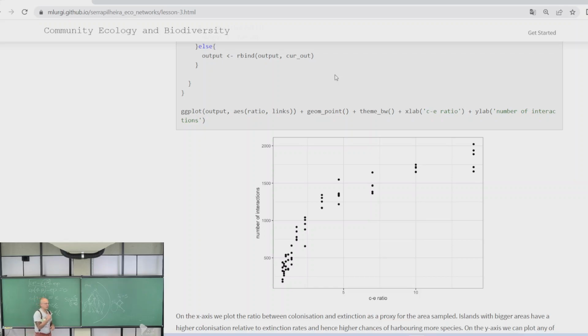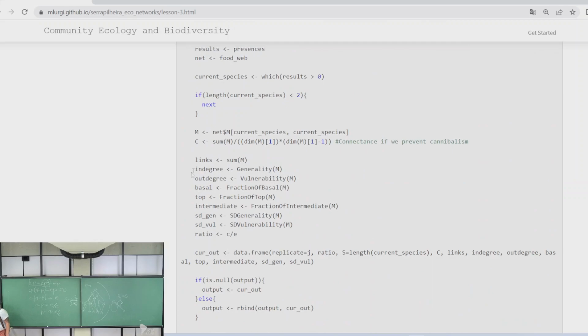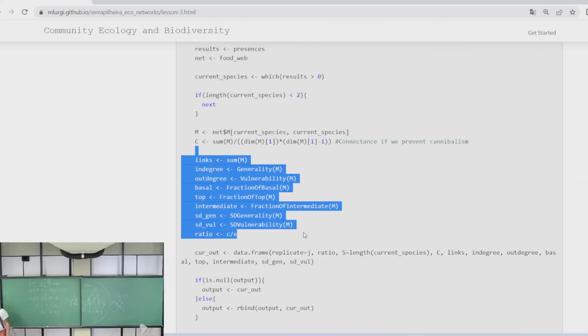Do you have any questions about this model or anything? All good? Yep, perfect. As I said, if you rerun this code, you should get a plot like this. And the other thing that you can do, if you are interested in looking at how other properties change, I have included in the code all the properties that we looked at the other day. So not only the number of links, but the diet breadth, so generality, vulnerability, the fraction of the different kinds of species across the food web. So you can also look at other properties of interest, like how the relationship between specialist and generalist species changes through area, through space.